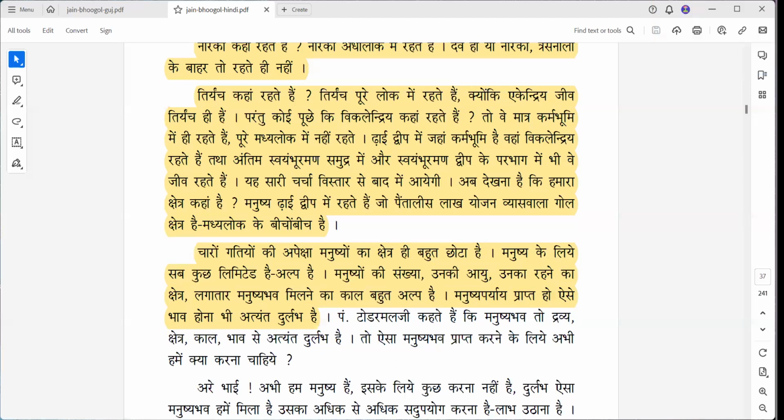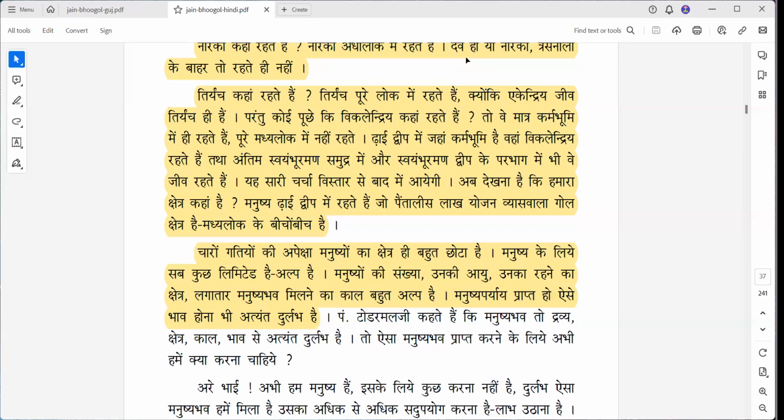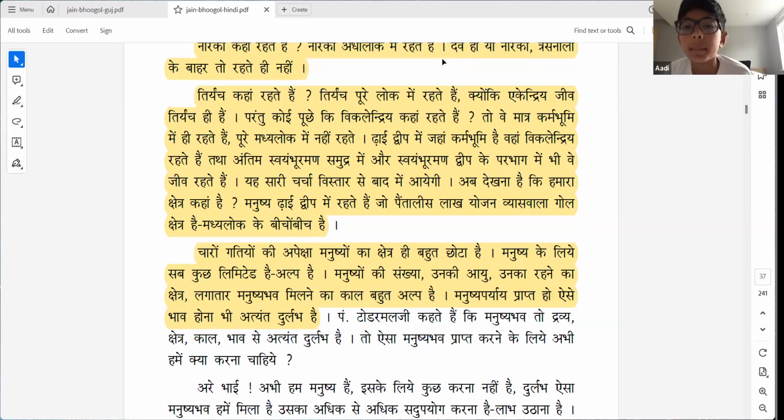No one seems to know. Oh, Adi, okay. I'm not sure, but I think it's Jeev with multiple Indriyas. Yeah, but which Indriyas? Vikal Indriya. What does Vikal mean? Vikal means not complete. So the complete is five sense. So these are the two sense, the three sense, and the four sense. They are called Vikalendriya Jeev.